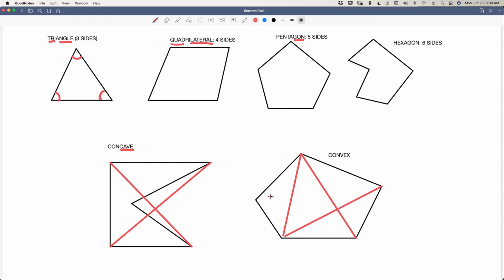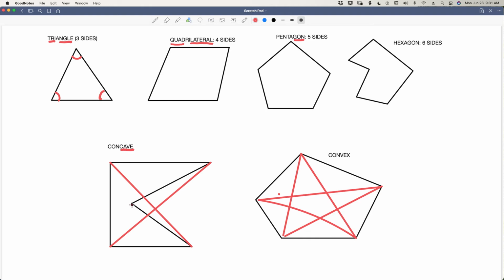We can continue to draw diagonals, and none of these diagonals, if I can actually draw them correctly, here we go. None of these diagonals that go from corner to corner inside cross over into the outside of the shape. So this shape is called convex because every corner presses outward. With a concave, you have corners that press inward.